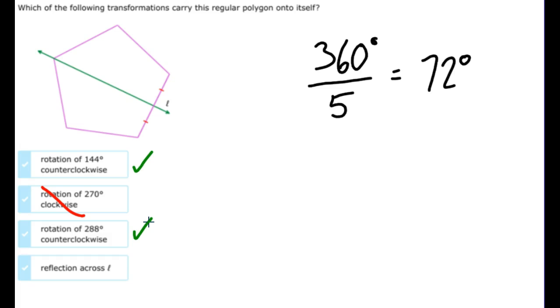This last one, a reflection across line L. So if we take a look, that is a line of symmetry. It's also in this case acting as a line of reflection. If we would rotate about that line, we're going to get that mirrored image. So this shape, this pentagon, is going to lie on top of itself. That one is going to work as well. So 3 of the 4 choices, the rotation of 144 degrees counterclockwise, rotation of 288 degrees counterclockwise, and a reflection across line L are all going to carry this regular polygon back onto itself.